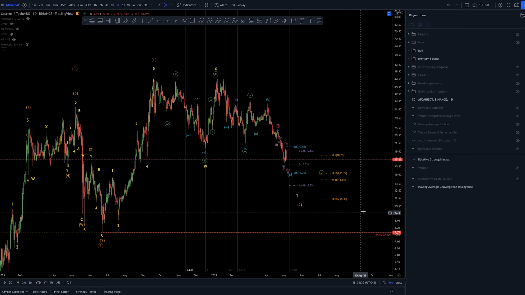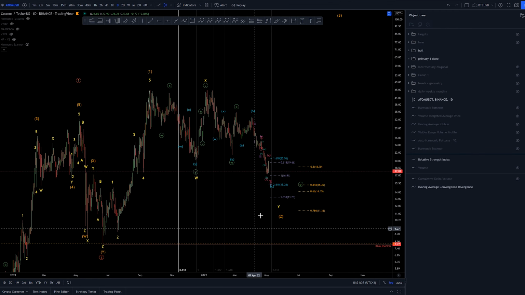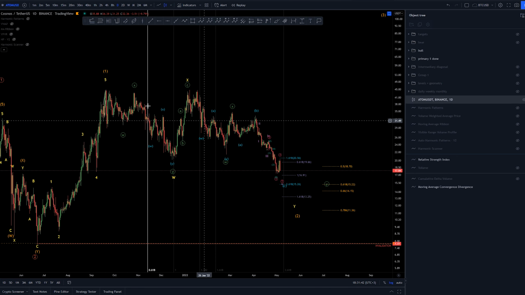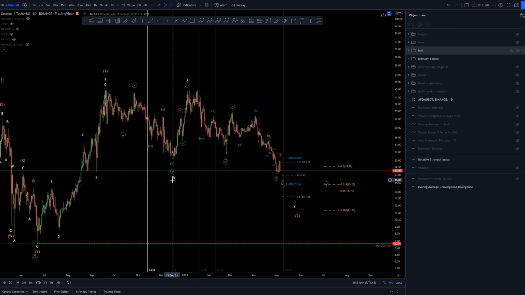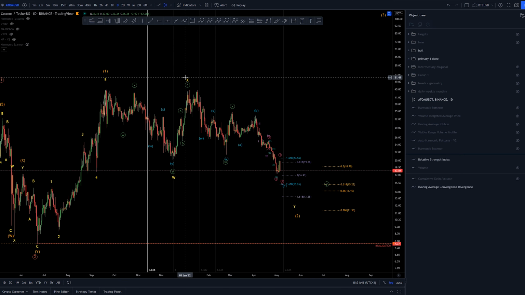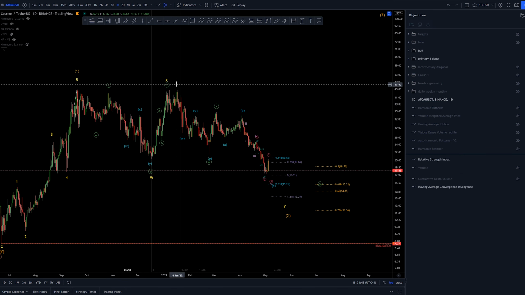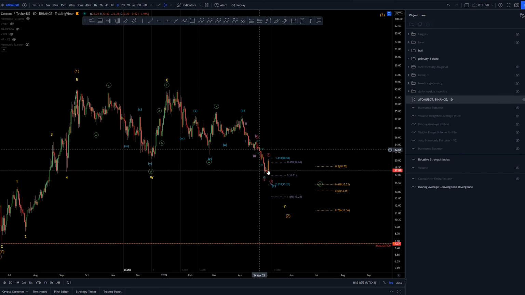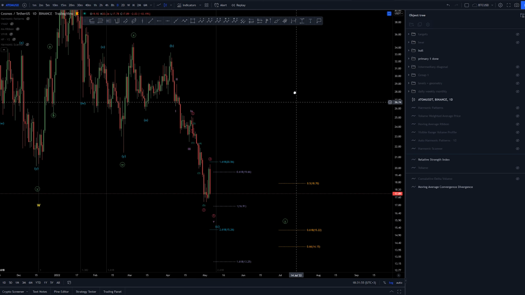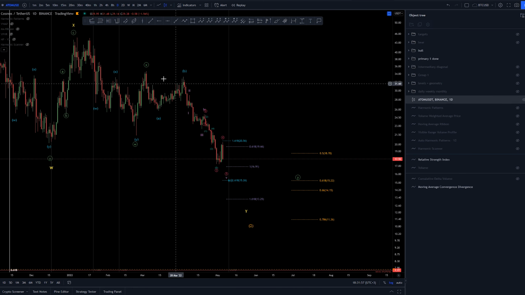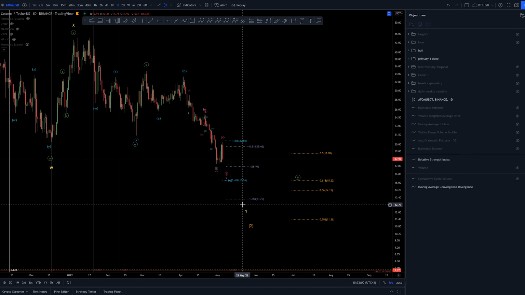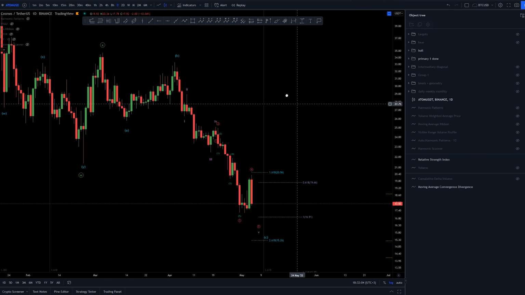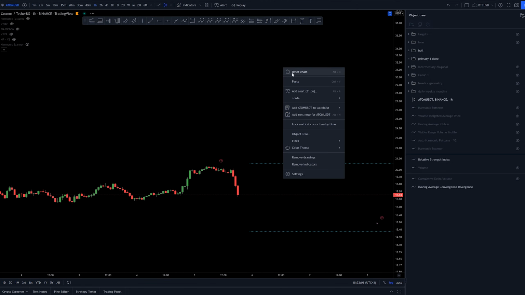But again, this is not invalid by any means, so we are still looking for some kind of correction here. Minor W, X, and now looking for the Y. Currently I'll label this again as a W, X, and now coming down for the Y wave. I've labeled this as A, B, and C, and currently let's take a look at it closer.